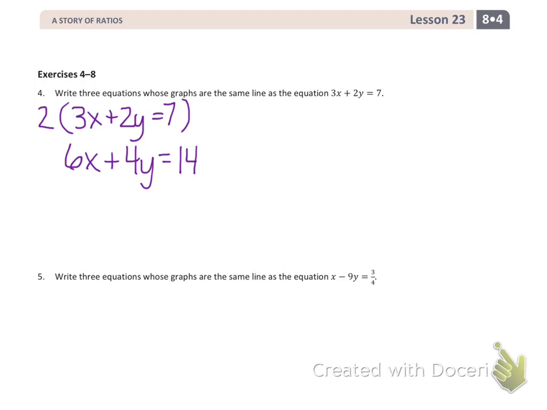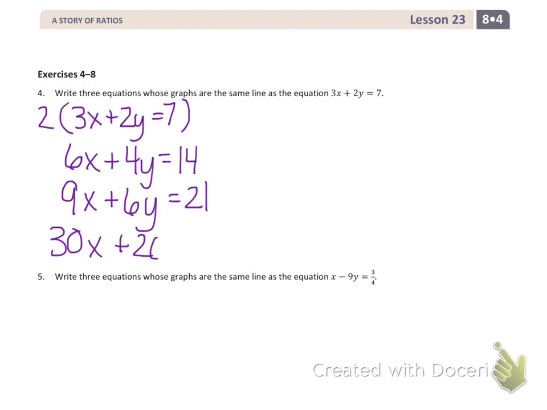I could do the same thing. I could make them triple. So I could come up with 9x plus 6y is equal to 21. All right. And then I could even multiply them all through by 10. So I could have 30x plus 20y is equal to 70.